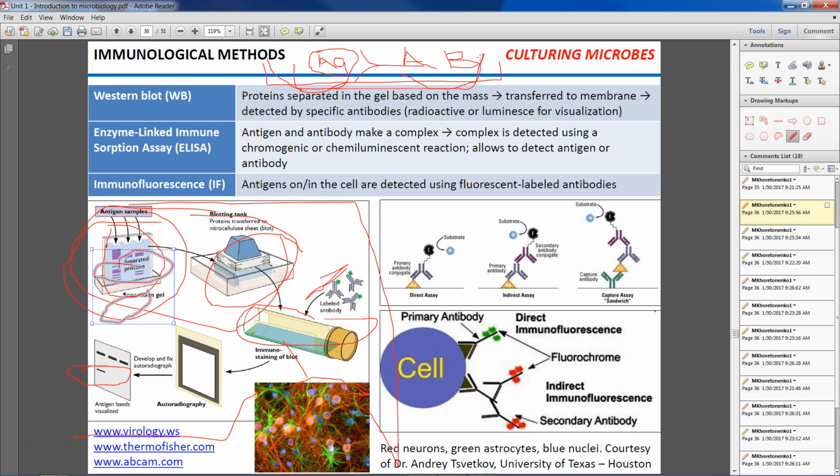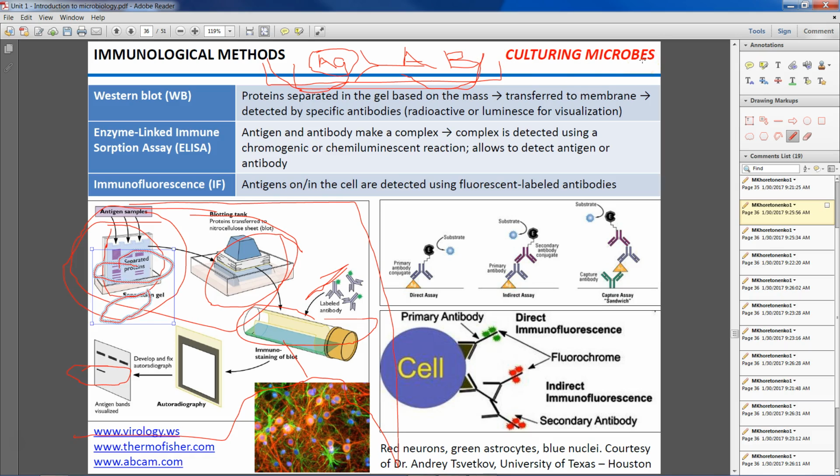The name Western, by the way, is quite an interesting story. The guy named Southern first developed the blotting system that allowed detection of DNA. Then the system that allowed detection of RNA was developed, and this system was called Northern. So first was Southern blot, then Northern. When they developed a system to look for proteins, they decided, well, it's going to be Western. There's no Eastern blot yet.